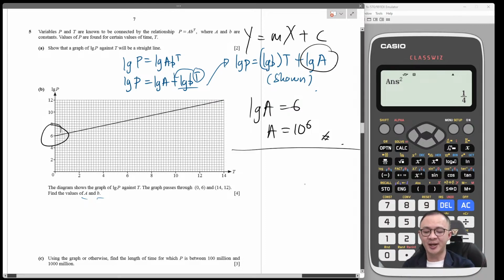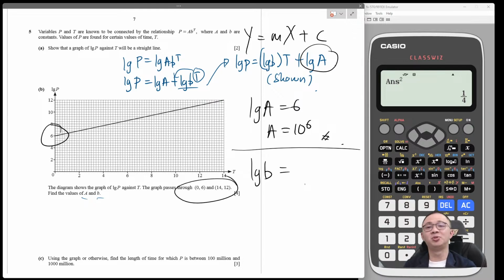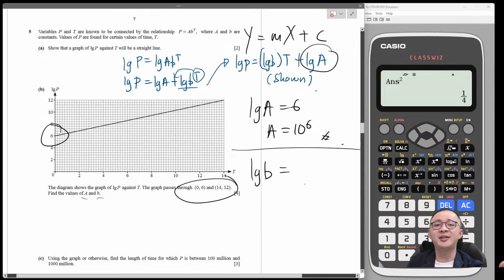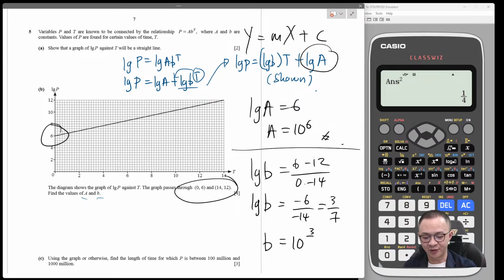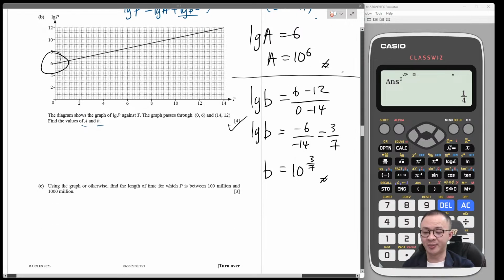And log b is basically the gradient, right? And I have these two coordinates. It's very easy for me to do the gradient. y minus y divided by x minus x, right? Gradient formula. So log b should be -6 over -14, which is 3 over 7. So b is 10 to the power of 3 over 7. Done. It's easy 4 marks. As long as you are able to see it, this 4 marks is a bonus for you.